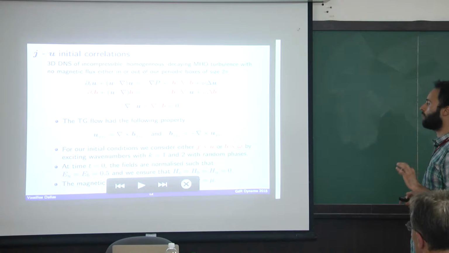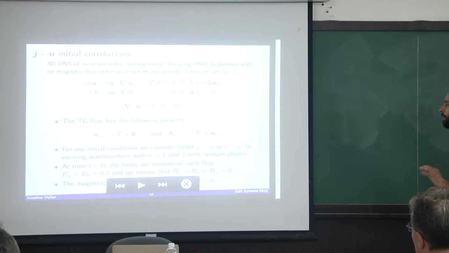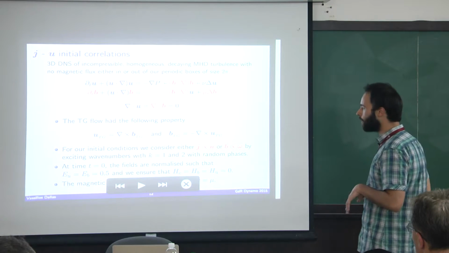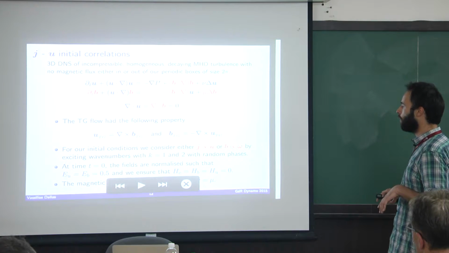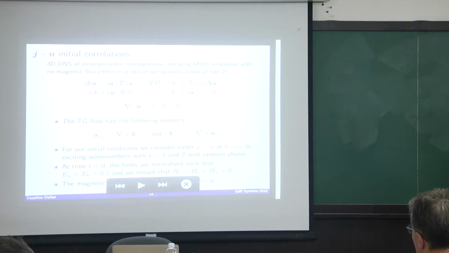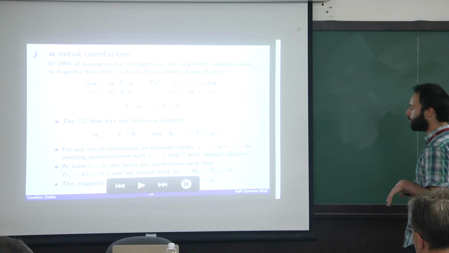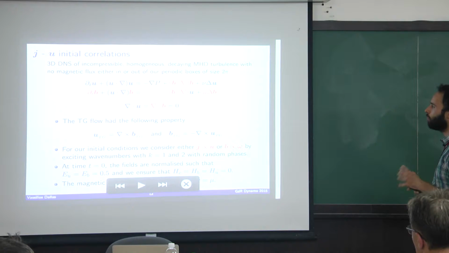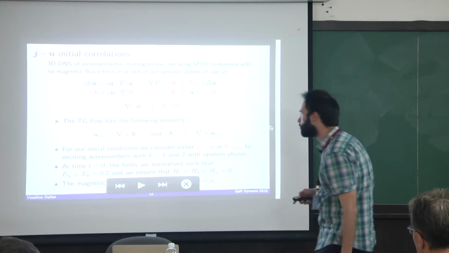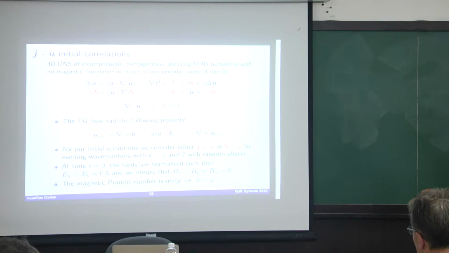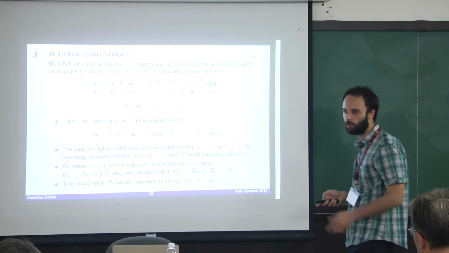The velocity was the curl of the magnetic field, and the magnetic field was equal to the minus curl of the velocity. So for our initial conditions, we consider random initial conditions. We randomize our wave numbers k1 and 2 with random phases, and we impose j proportional to u or b proportional to omega. What I will show, the results are almost the same, but I will concentrate just on this case, on j proportional to u. So at time t equals 0, we normalize such that EU and EB is equal to 0.5, and all the helicities are 0, and the magnetic Prandtl number 1.